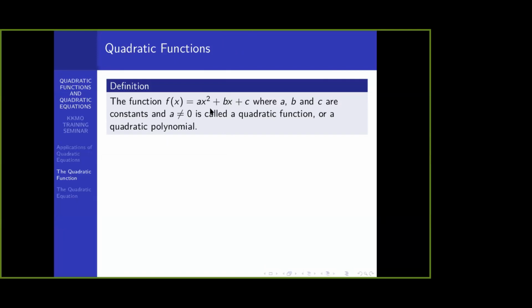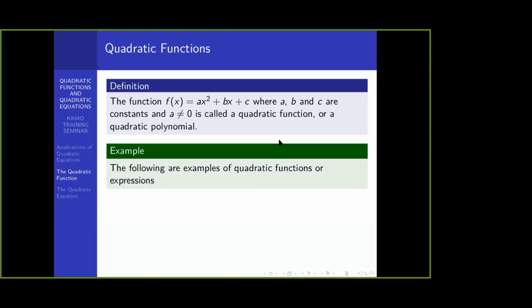The quadratic function takes this form: ax squared plus bx plus c, where x is a variable, and a, b, and c are constants. You can obtain the values of this function at different values of x by just making the substitution for those values of x. Sometimes it's also called a quadratic polynomial. And here are some examples of quadratic functions or expressions or polynomials. All these are examples of quadratic functions. We can use different variables to express them, not just x.